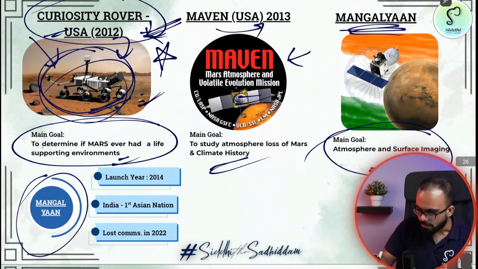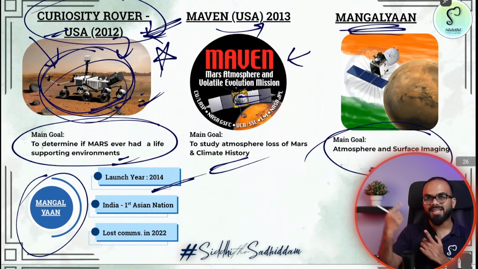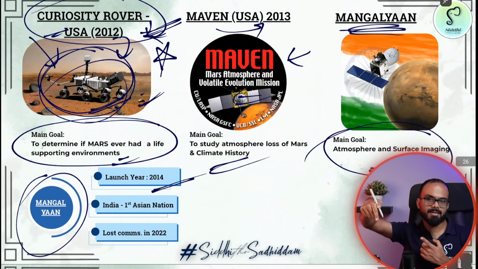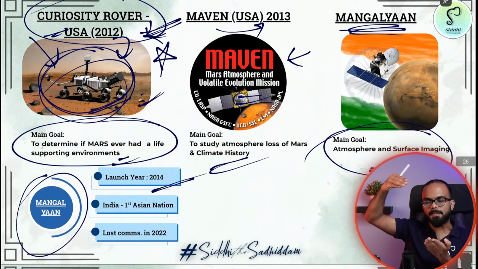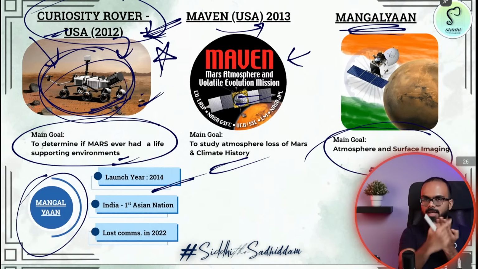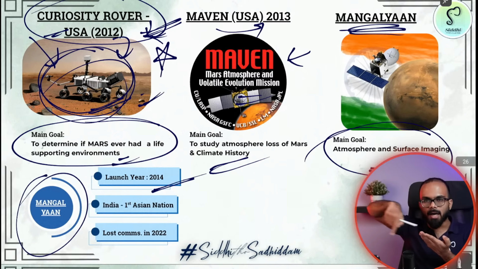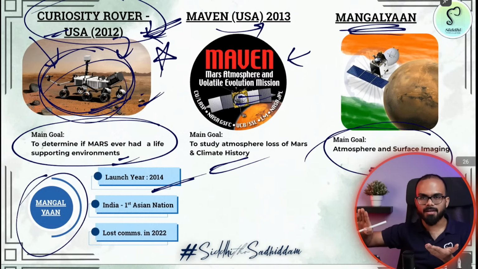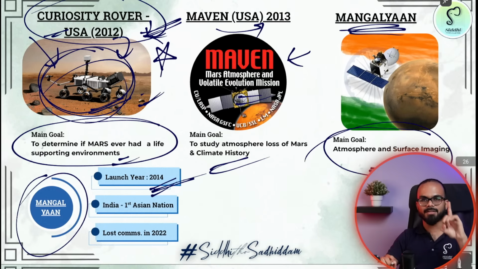So Mangalyaan was launched in 2014. India is the first Asian nation to get into Mars orbit. To get to Mars, you need slingshots. First, you need to get out of the Earth's atmosphere. From there, you have to do orbit. You have to keep moving. Once you start moving, then you will do another sling movement, and then you will get into Mars orbit. It is very, very difficult. So India achieved this in 2014, and India is the first Asian nation to achieve this.